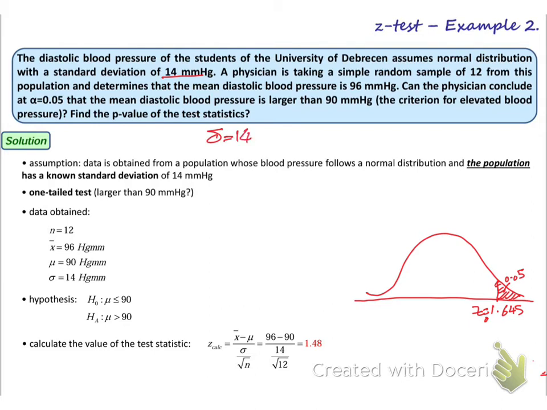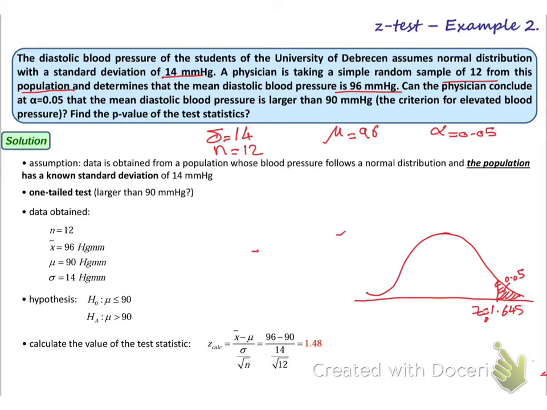A physician taking a random sample of n equals 12 from this population determined that the mean of diastolic blood pressure is 96. So the mean equals 96. Let's talk about the population also, that's why it is mean. Can the physician conclude that, with alpha equals 0.05?